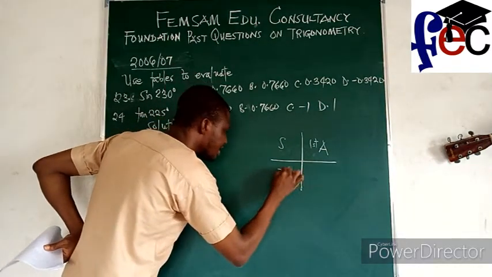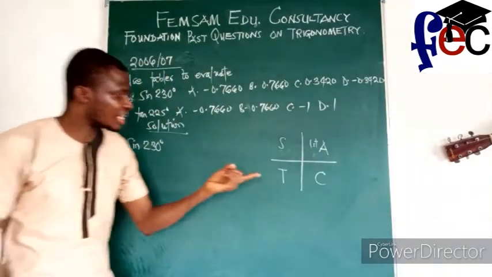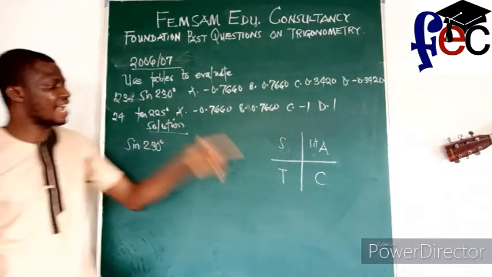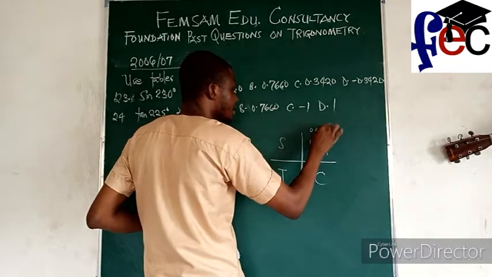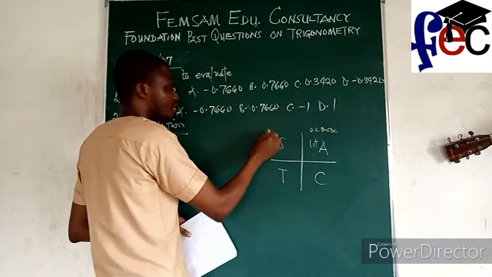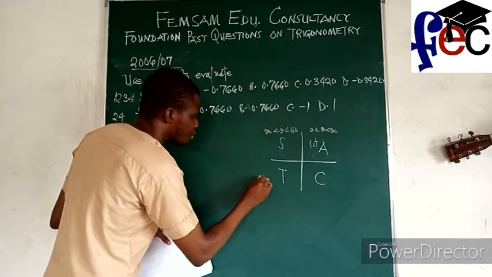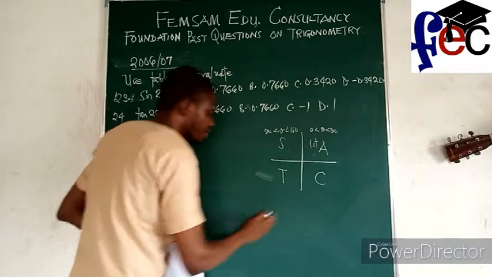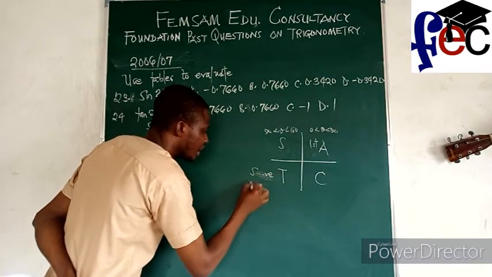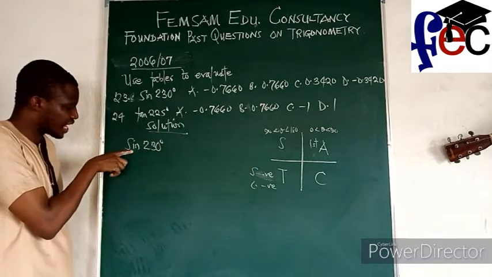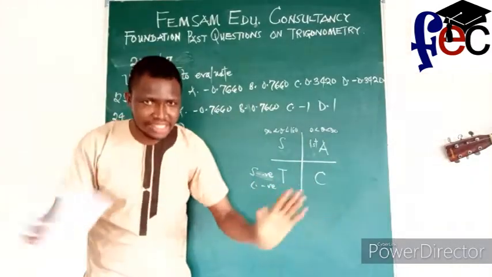In the third quadrant, it is tangent that is positive, and in the fourth quadrant it is the cosine that is positive. Now, our duty is to check where 230 degrees lies within these quadrants. In this quadrant, I have between 0 degrees and 90. Here is between 90 and 180. And here it is between 180 and 270. So in this particular quadrant, only tangent is positive. That means sine of an angle is negative and cosine of an angle is negative. So I'm to look for sine of angle 230 degrees. I already know, because 230 degrees lies in the third quadrant, my answer must be negative.